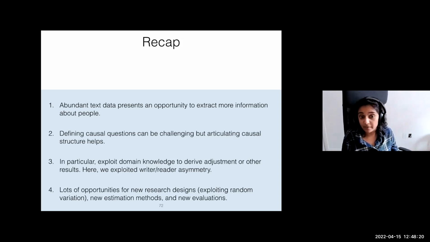Defining causal questions, however, in the context of text can be very challenging, not totally obvious. But by articulating the causal structure of the problem, we're able to exploit some asymmetries, for example, the asymmetry between writers and readers, to both come up with causal assumptions and also to help us even just formalize effects.